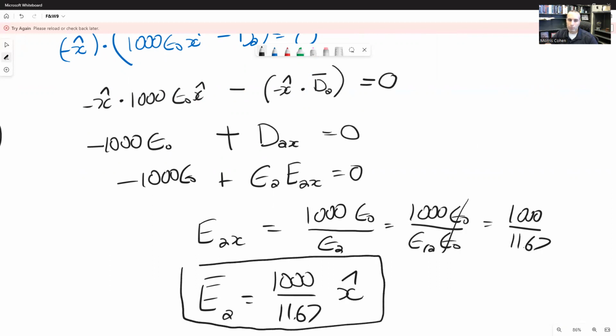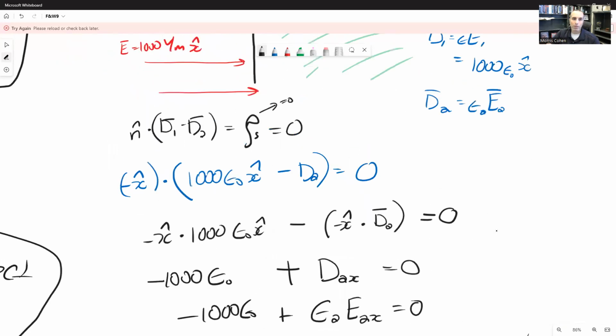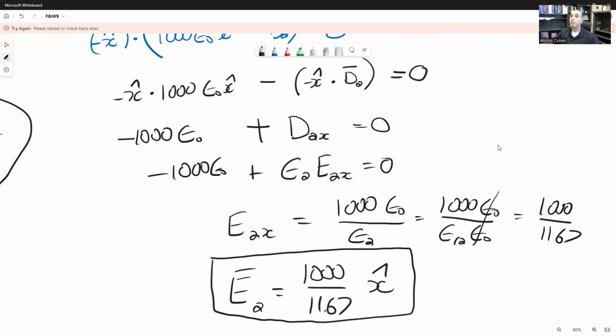Granted, you could have applied this qualitatively and just said, well, hey, I know that the electric field is going to scale by epsilon from one side to the other. But oftentimes, if it's not quite that simple, if you have coordinate systems that aren't aligned, it's easier just to directly apply this main boundary condition that n hat dotted with D1 minus D2 equals rho s, and just substitute what you know and solve for what you don't know. And that's a boundary condition.